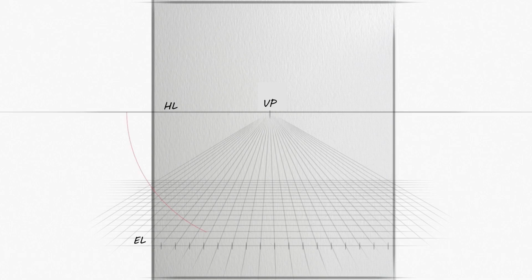Now draw a sweeping arc that spans the open distance between the horizon line and the earth line. This semicircle, highlighted in red, defines our optimal viewing area, the safe zone where you can compose your perspective drawing entirely free of visual distortion.